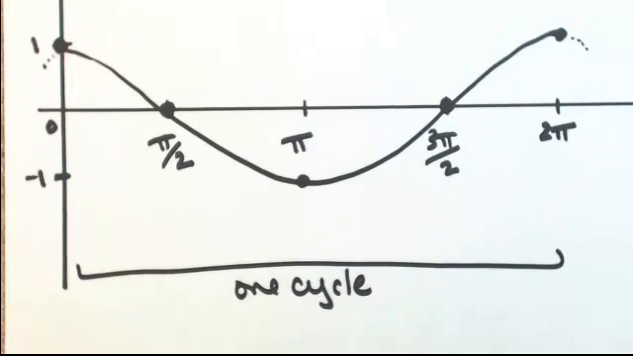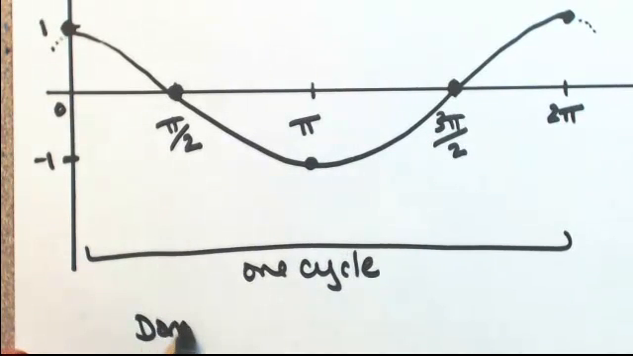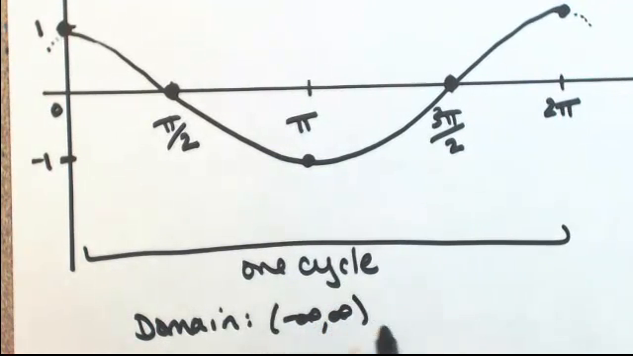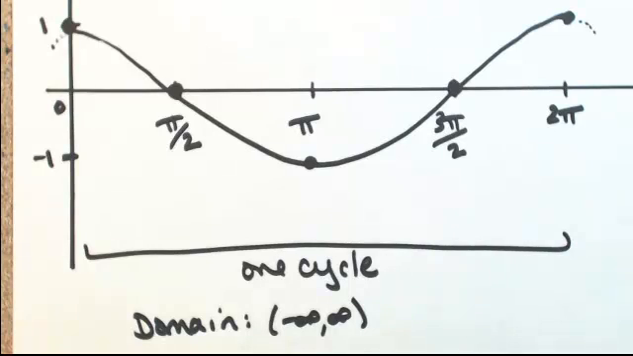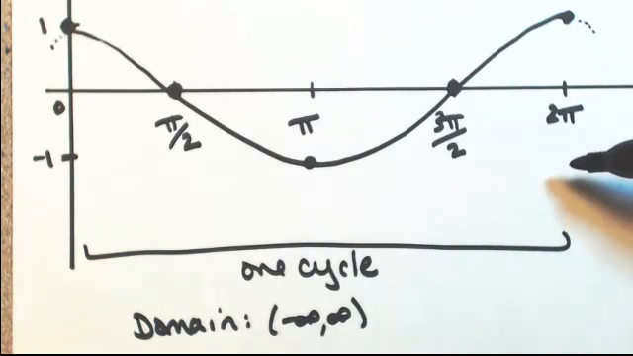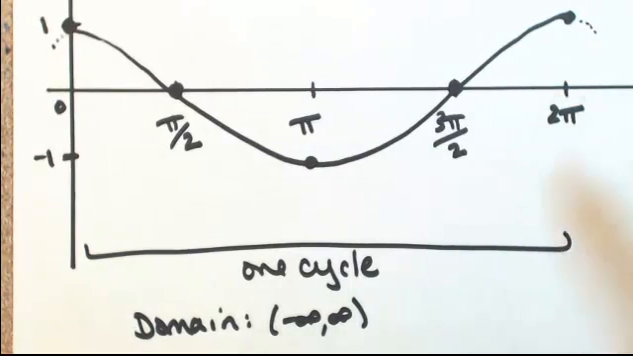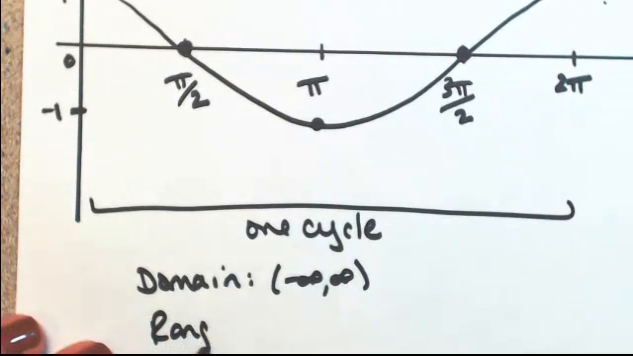So a few things to take note of. First of all is the domain. You can plug in anything you want to the cosine function, so this is going to be all reals. But the only thing that's going to come out of the cosine function are things that are between -1 and 1. So the range is from -1 to 1.